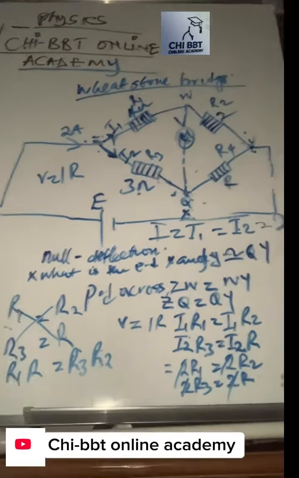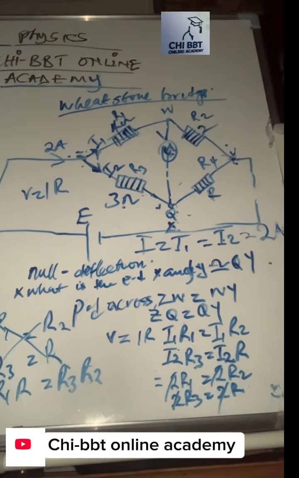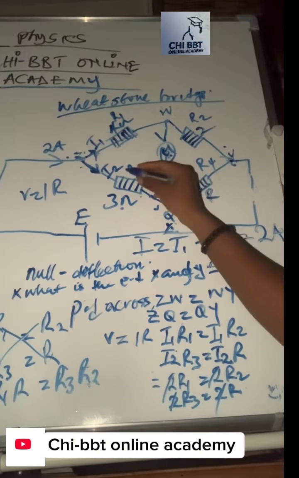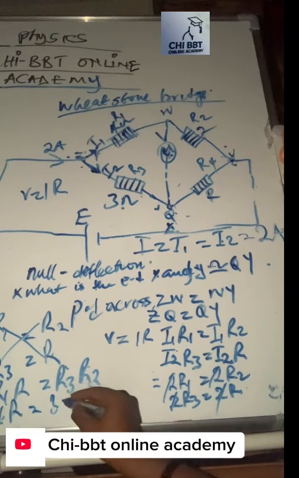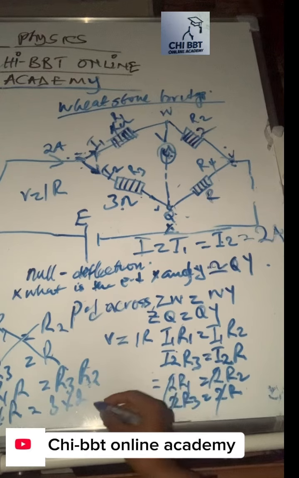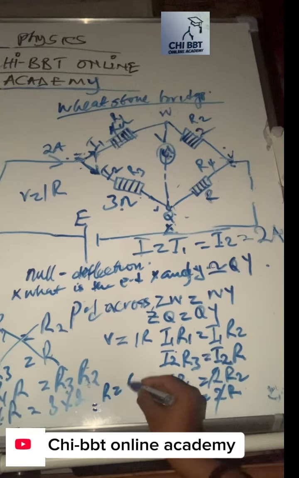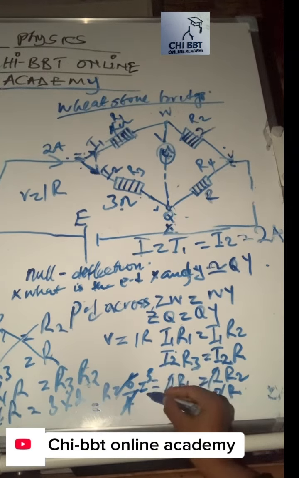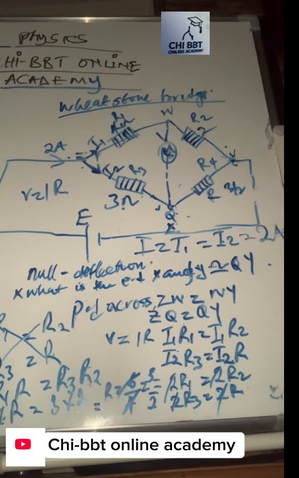So at this junction, something will really happen. Now we know R2 is 2, R3 is 3, and R1 is 4. So what we have is 4R equal to 3 times 2. Am I right? So make R the subject of the formula. Your answer will be R equal to 6 over 4. They have a common factor, which is 2, so your answer is 3 over 2. We've gotten R to be 3 over 2. Are we correct?